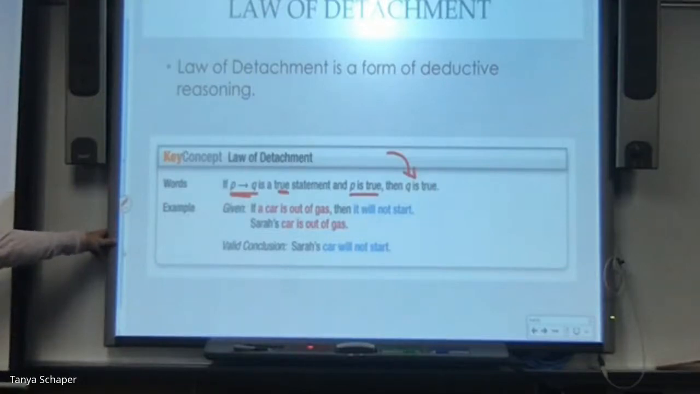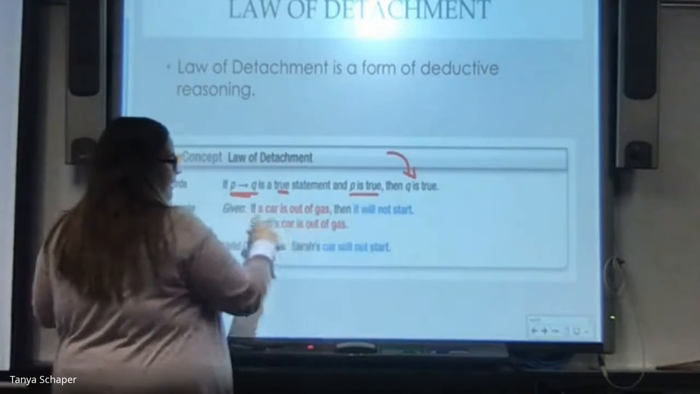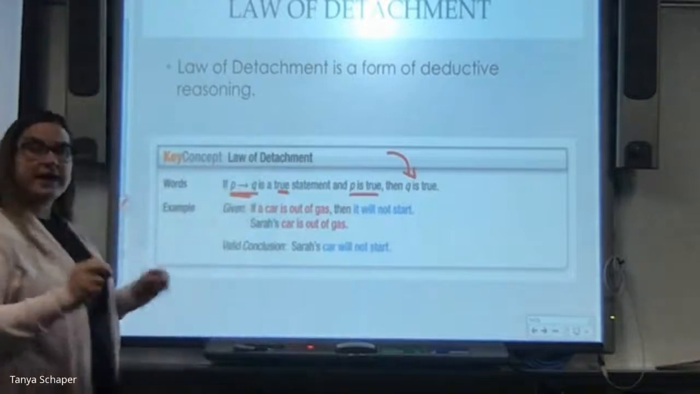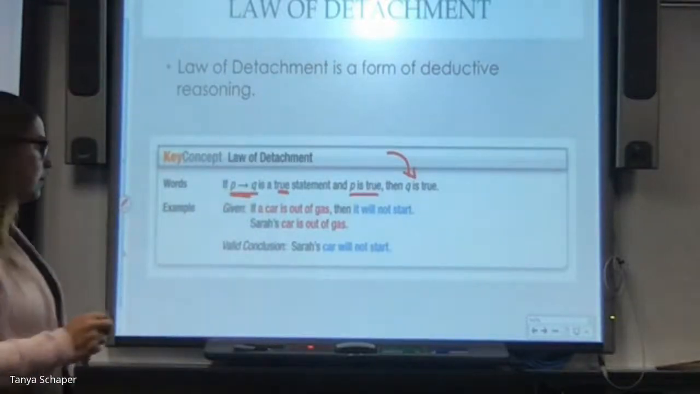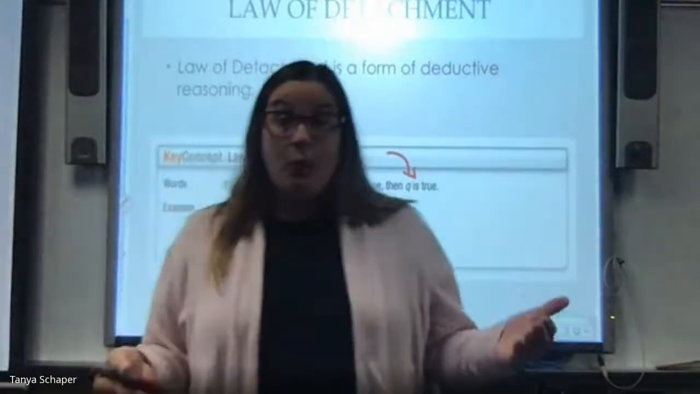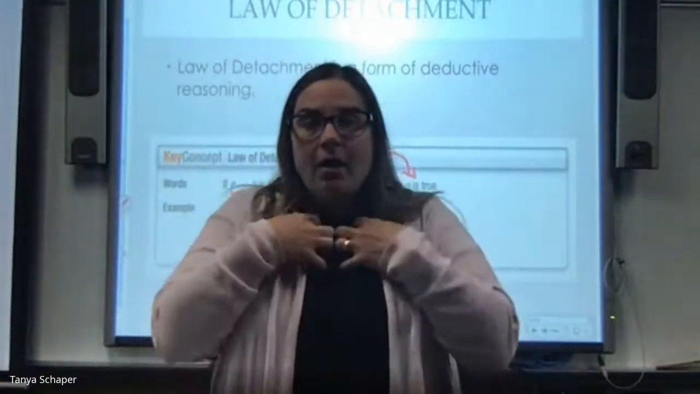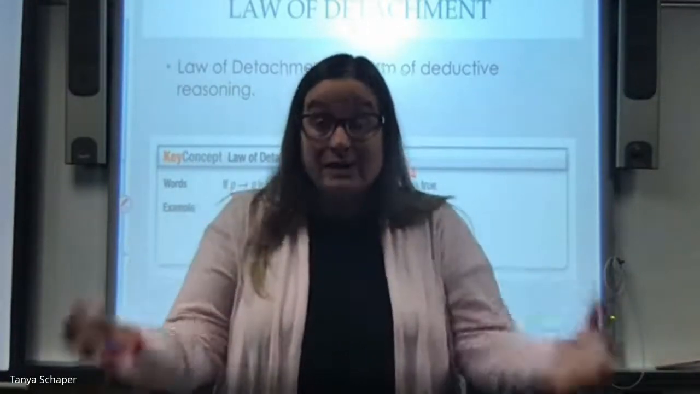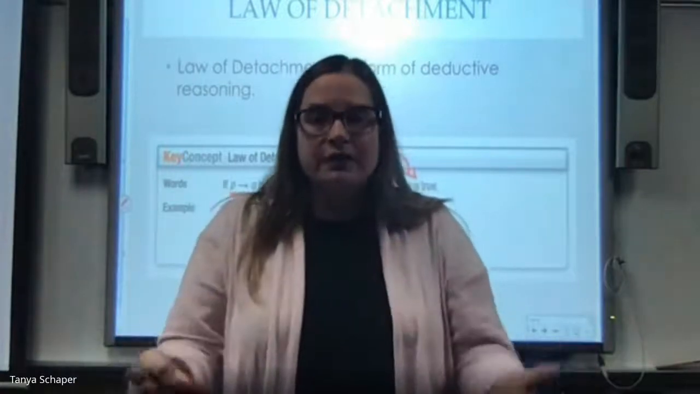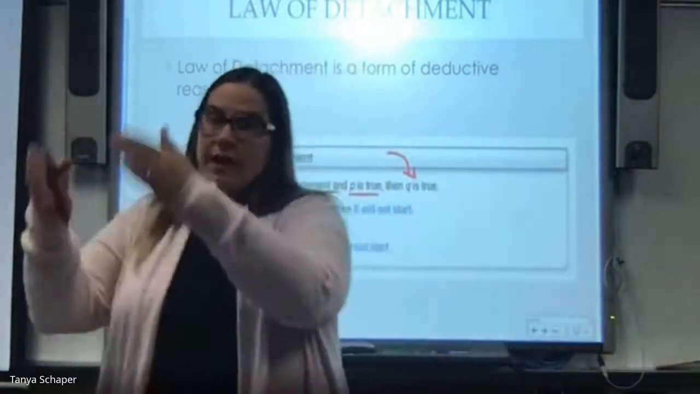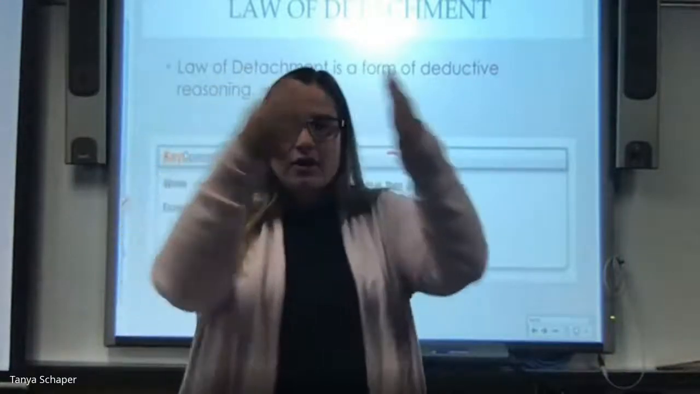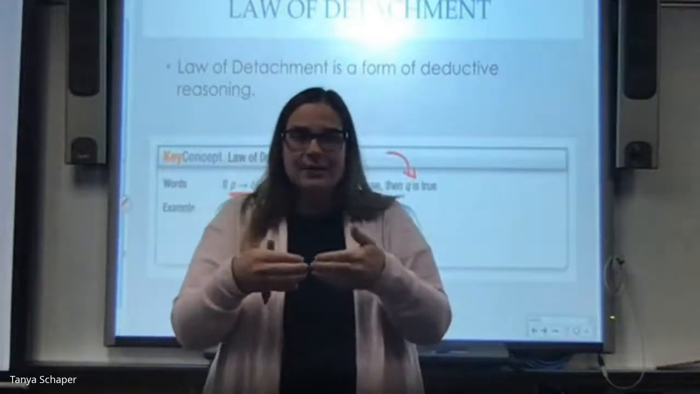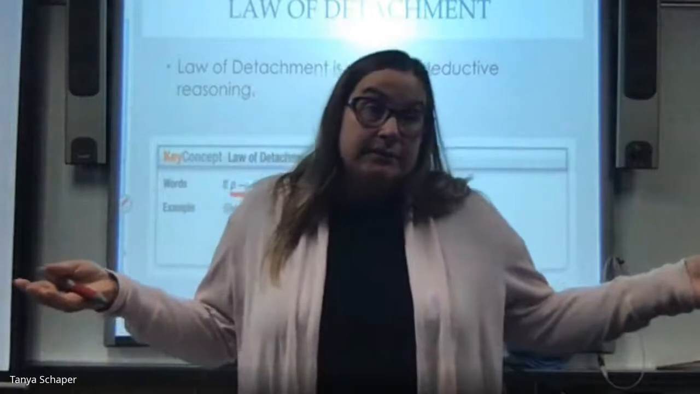So how does this work? Here's my if-then statement. If a car is out of gas, then it will not start. That's my P, then Q. If my car is out of gas, I can make a valid conclusion that it's not going to start. That's the law of detachment. If I know that if my car does not have gas, then it won't start, and right now my car doesn't have gas, I can say it's not going to start.